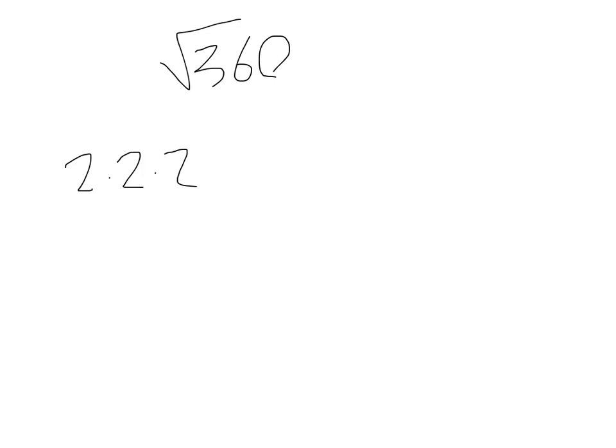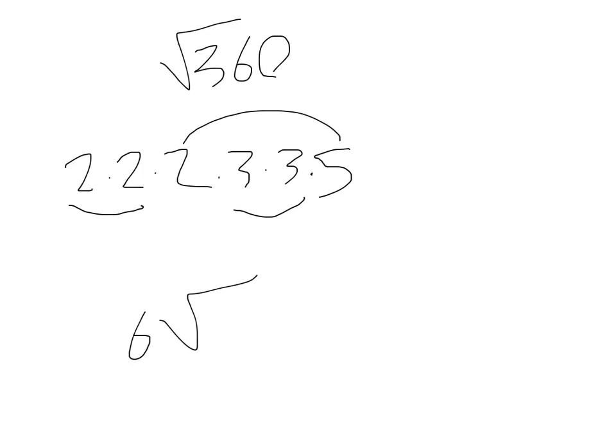Since you guys already know how to simplify, let's just skip right to the answer. You end up with 2 times 2 times 2 times 3 times 3 times 5. Now let's find our pairs. We have a pair of 2's right there and a pair of 3's right there. Multiply them together, you get 6. And you got your 2 and your 5, which is root 10. 6 root 10 is your final.